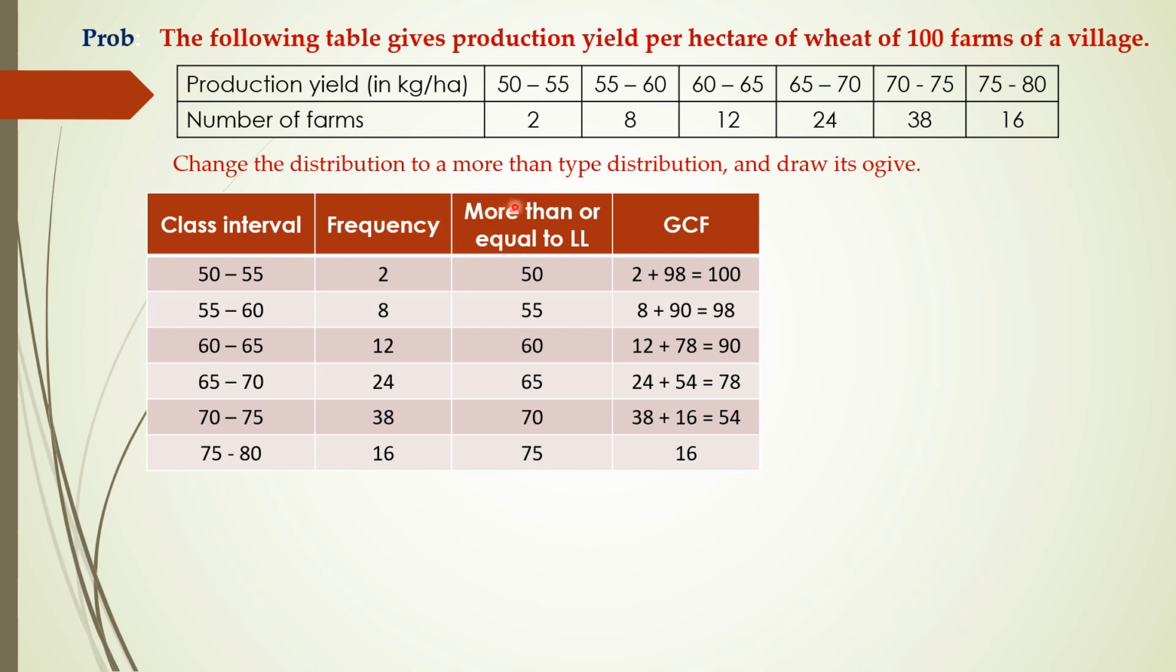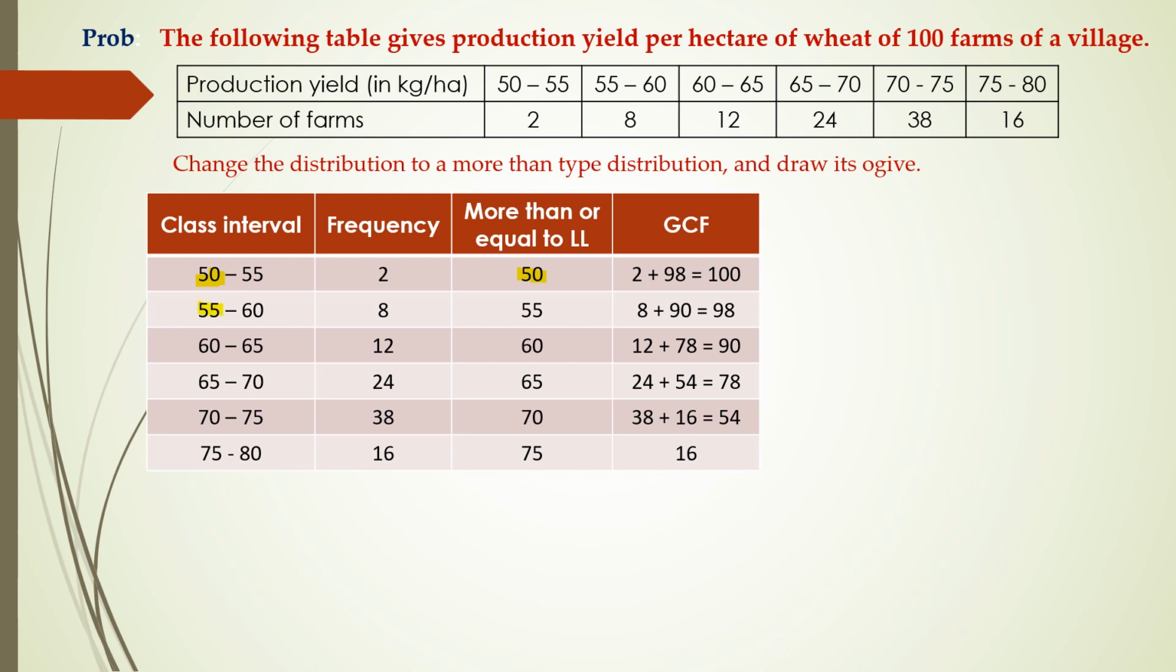Now here, more than or equal to lower limit. I have to write the lower limits. For the first class interval, 50 is the lower limit. Let's copy 50 here. This means more than or equal to 50. Now simply, more than 50.